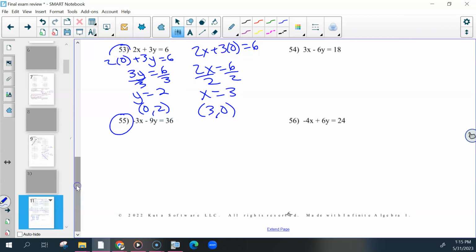Same thing. Again, does not matter which one we do first. I'm just going to keep doing x first. So put 0 in for x, and solve for y. Negative 9y equals 36. Divide both sides by negative 9, and write that as an ordered pair. So 0, negative 4.